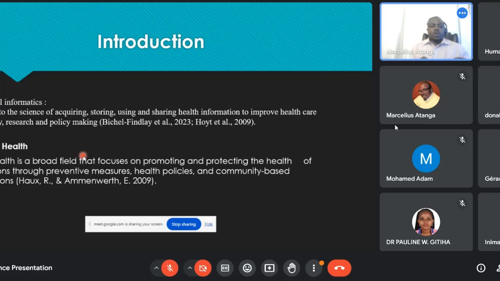So in effect, we are trying to look at how the collection, storage, management, and processing of health information can lead to better public health.